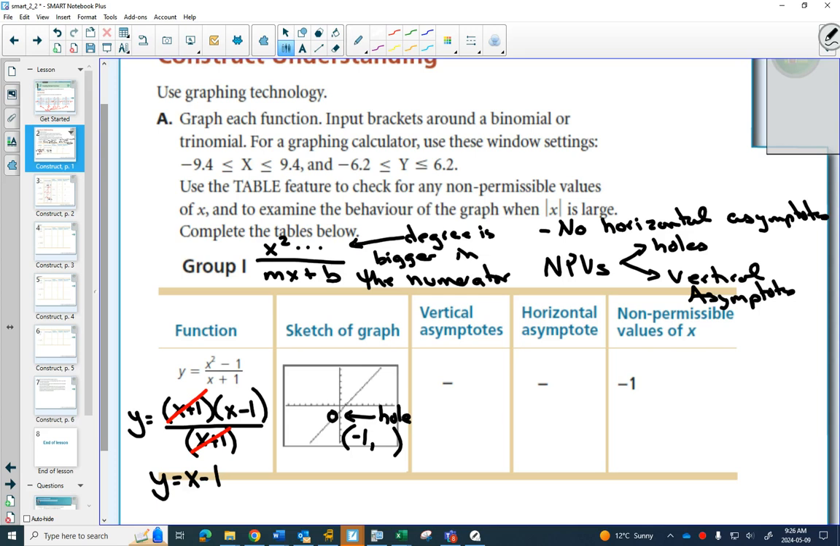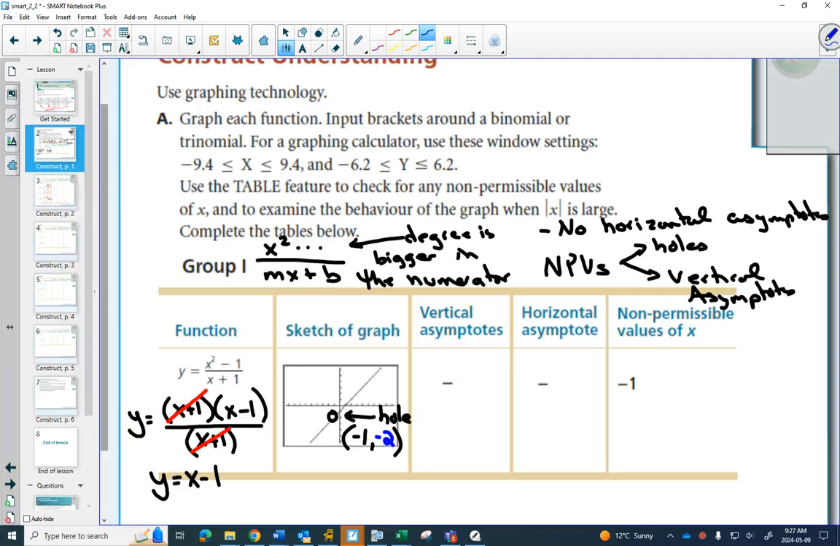You know how to graph y equals x minus 1. It's a straight line. Did our graph turn out to be a straight line? Yes. But even though the non-permissible value canceled out, the non-permissible value is still there in the original equation. The original equation tells us that x cannot be minus 1. But once you've simplified it in the line, what would happen if you plugged in x as minus 1? What would y be? If I plugged in minus 1 for x, can you see that the y value would be minus 2? And that's how you find the coordinates of your hole.